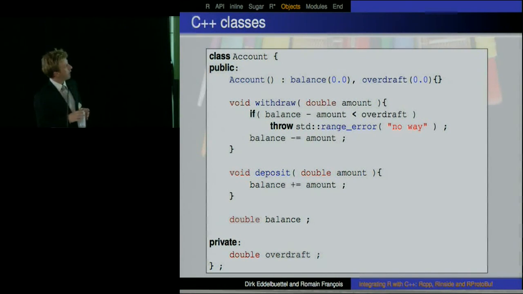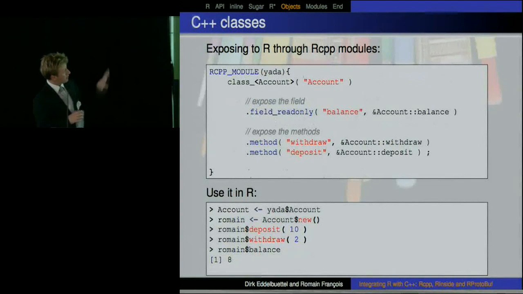So the class itself is sort of self-explanatory, and well, that's the same example we've seen all along. So what if we want to expose this to the R level? All we have to do is write this piece of declarative code there. So we create a module using the Rcpp module macro there, of which we give a name, Yada. I hope the Seinfeld fans would appreciate the reference. And then we essentially say that we expose through the template argument the account class, and then the argument of the constructor of class underscore is the name we want to give to this class on the R side. And then we declare what fields and what methods we want to expose to the R side.